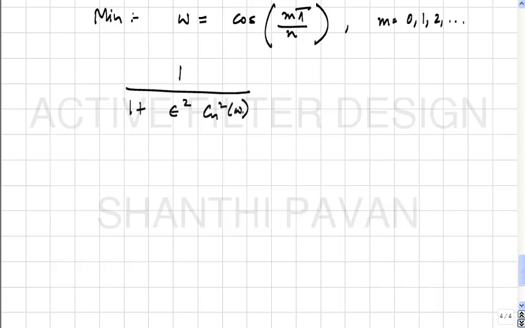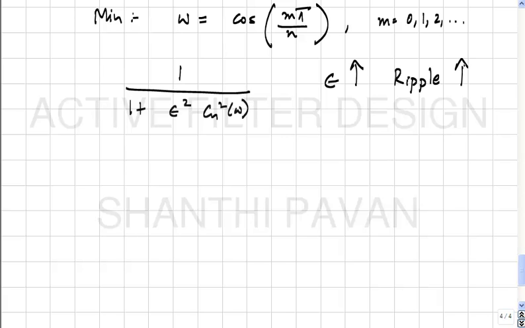What is the maximum of transmission? It is 1. Minimum of transmission is 1 by square root of 1 plus epsilon square. So if epsilon increases, what will happen to the ripple? The magnitude of the ripple increases. Is that clear? Okay. Now, as epsilon goes up, ripple goes up.